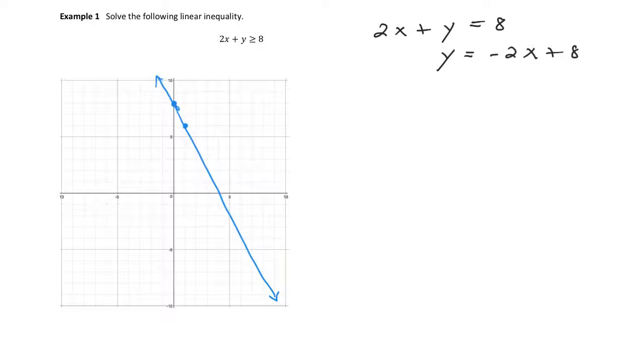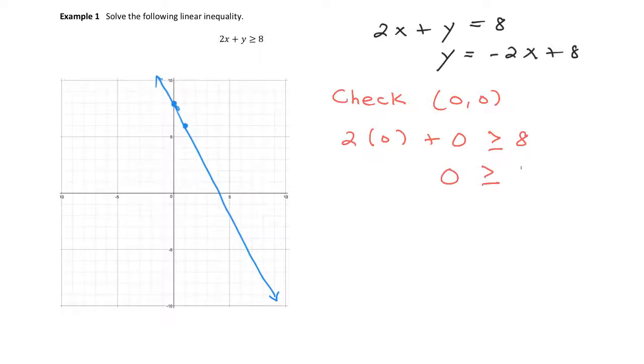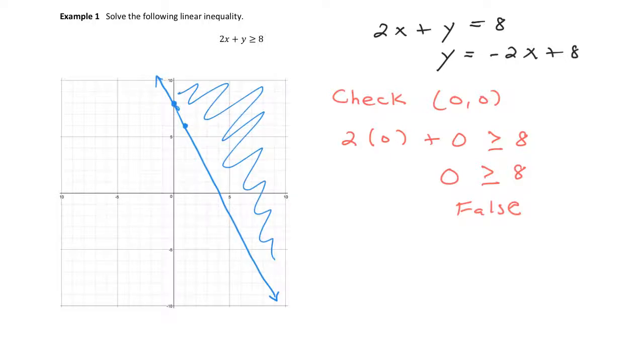I'm specifically choosing something that is not on the line. So I want to check 0, 0. You get 2 times 0 plus 0. Is that bigger than or equal to 8? No, that is false. I get 0, and then I have 8, and this is clearly a false statement. So this point didn't work, and none of these points are going to work. I will then mark that we're shading in this region, all the points over here that work in this inequality.